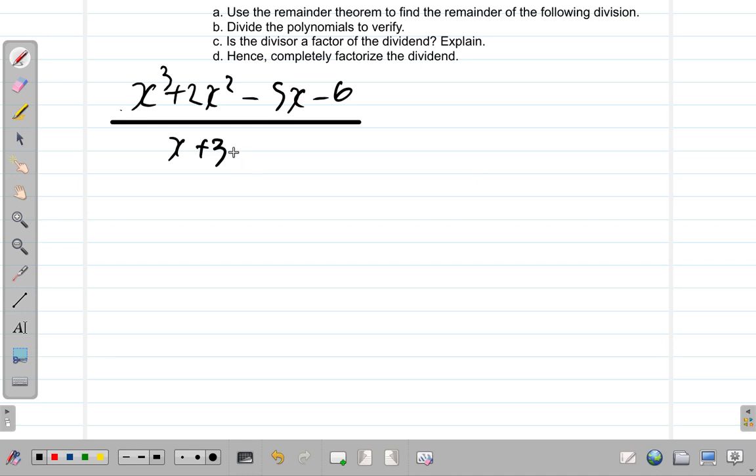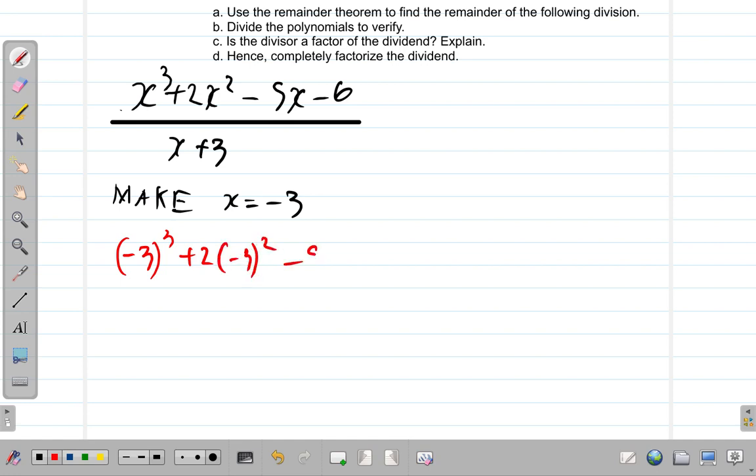Let's discuss it. So here, the remainder theorem says that when this is divided by x plus 3, the remainder is going to be when you make x equal negative 3. Alright? So when you do that, what do you get? Negative 3 cubed plus 2 times negative 3 squared minus 5 times negative 3 minus 6.